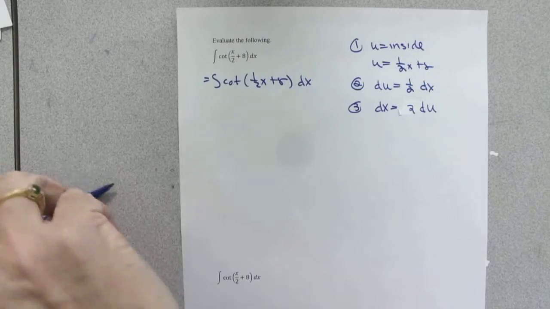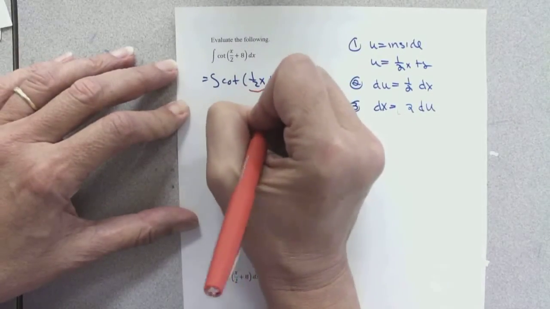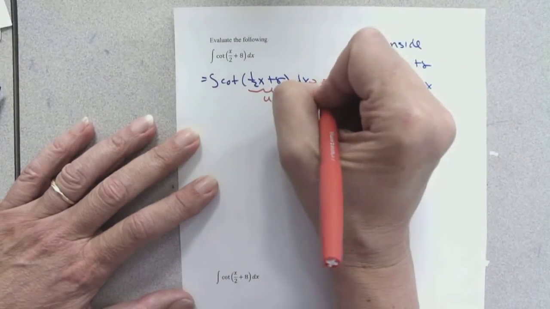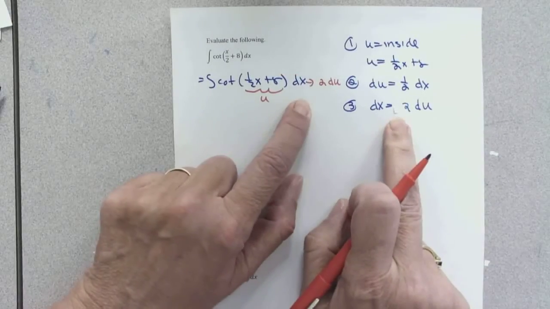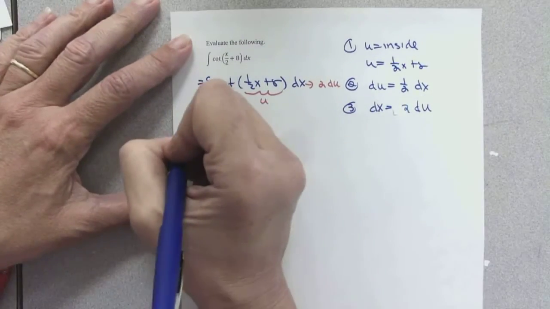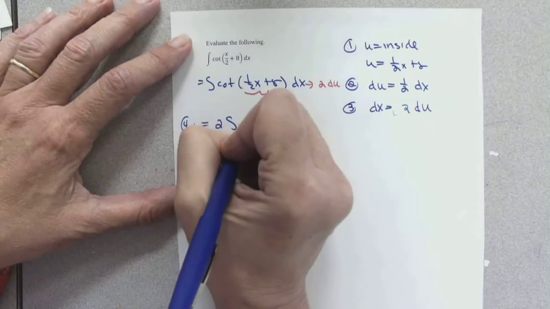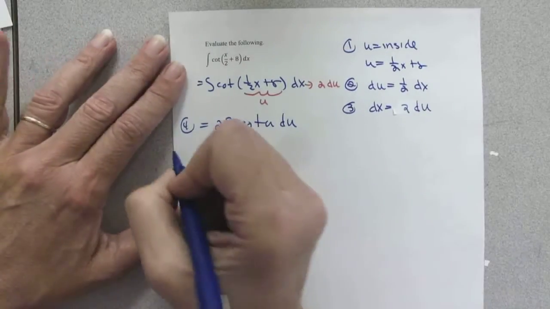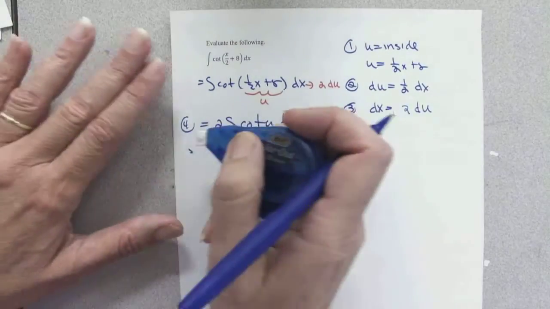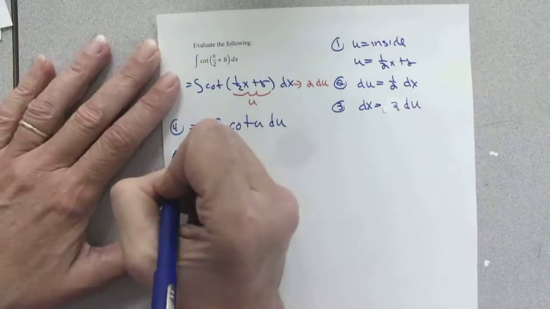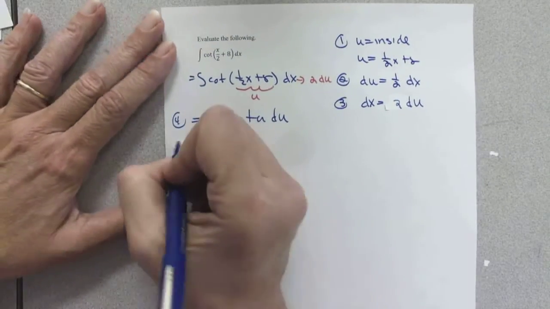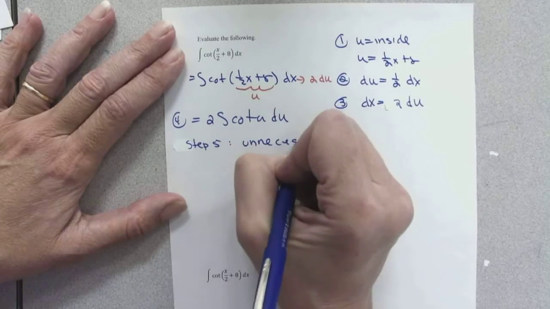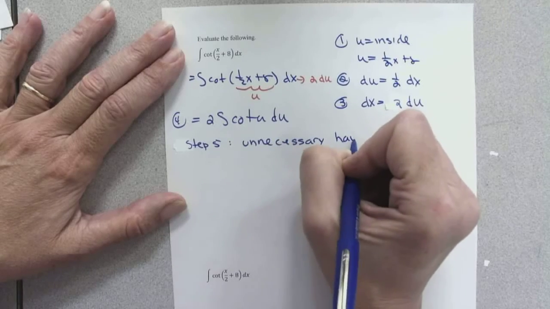So then making my substitution, all of that's going to be u. dx is going to be replaced by 2 du, because that's what we calculated dx to be. And so that 2 can come all the way out, and we have cotangent u du. Step 5, still unnecessary. We will eventually get to that, I promise, but those are the harder problems that are going to be at the very end. Step 5, unnecessary. Have one variable.